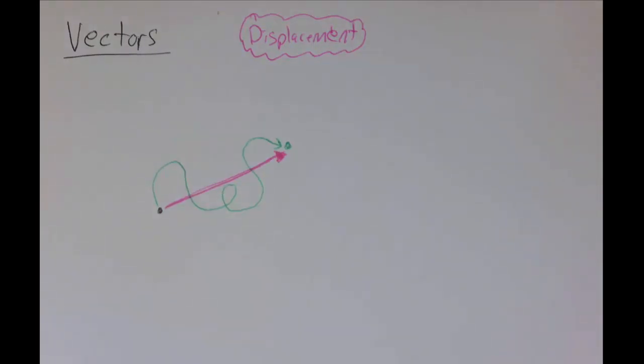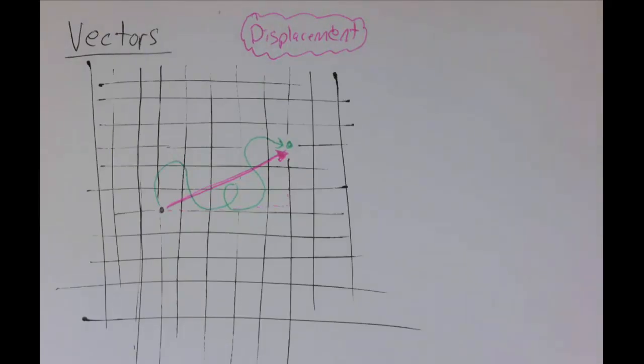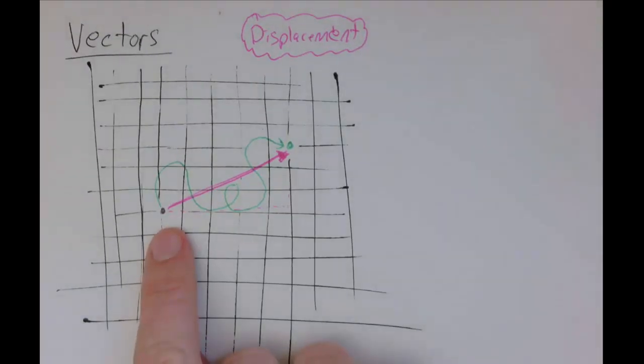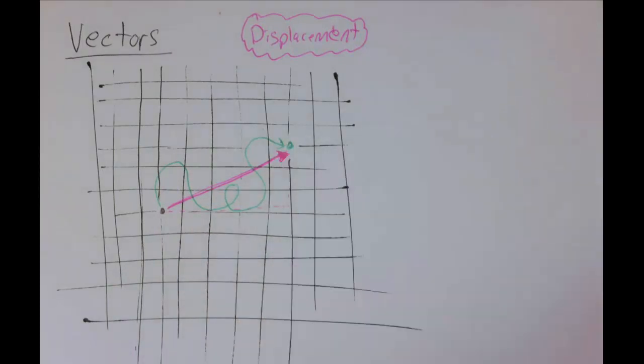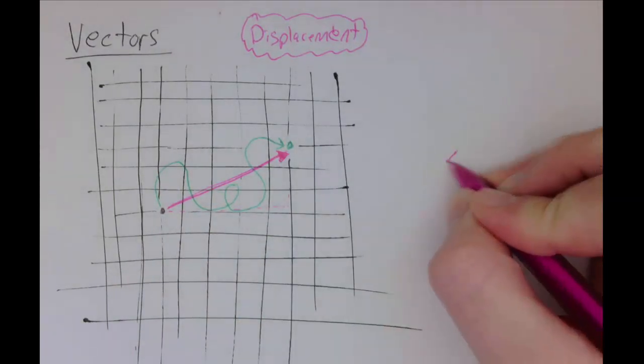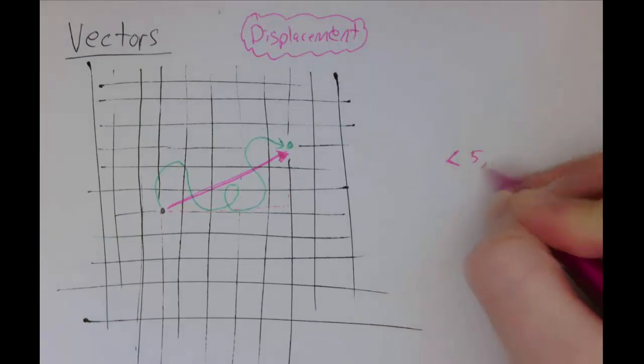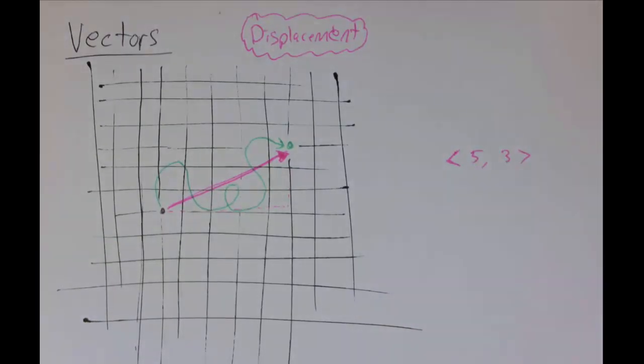So one way you can talk about it is how far over and how far up did they have to go between where they started and where they ended. So if this whole thing is on a grid, you can use coordinates to describe that. Here it looks like even though the path was kind of crazy, the overall displacement was 1, 2, 3, 4, 5 units over and 1, 2, 3 units up. So as a vector, you could write that this way, 5, 3 with triangle brackets.